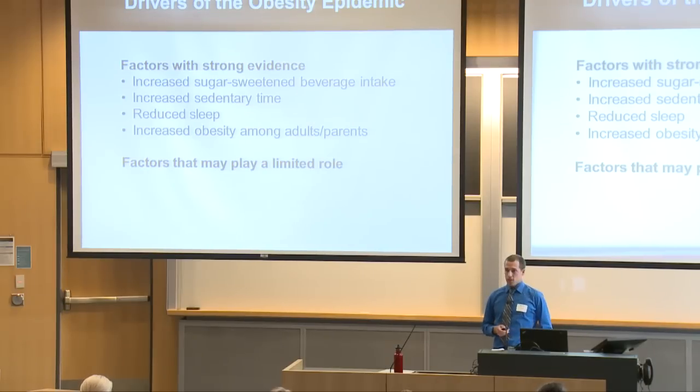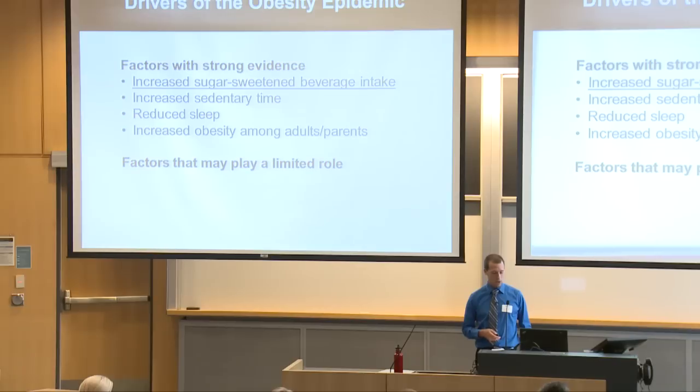So the factors I'm going to focus on today, I'm going to focus on 4 factors that have strong evidence linking them with the childhood obesity epidemic. So that's sugar-sweetened beverage intake, screen time, sleep, and parental obesity, which is sort of a strange one, but I'll get to that later. And then there are 6 or 7 factors that are plausible, but we don't have really strong evidence yet. So those are things like diet, physical activity, endocrine disrupting chemicals, things like that. So I'll touch briefly on those after.